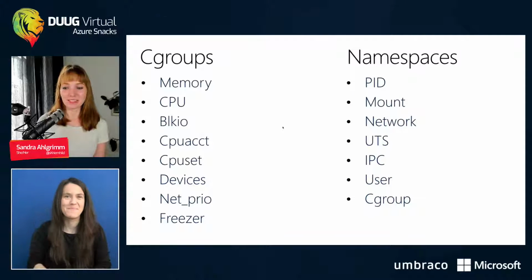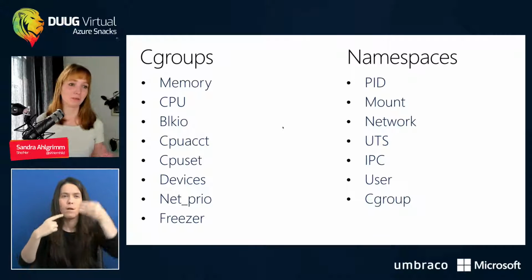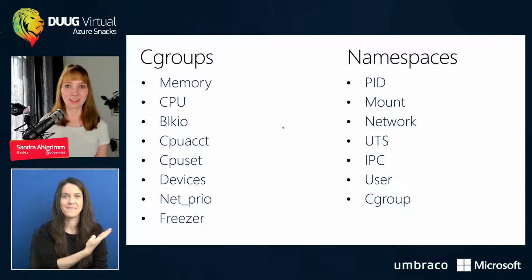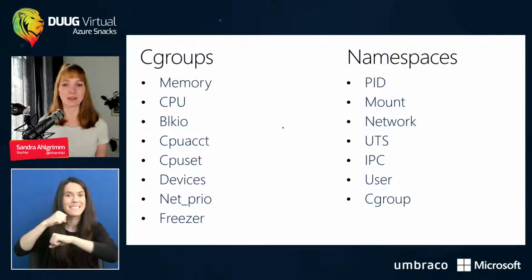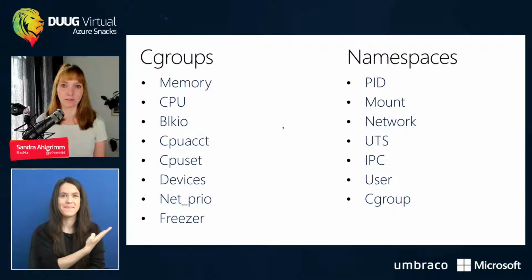So cgroups is everything a process can use. So you have memory, CPU, assets, devices, and so on. And namespaces is everything that a process can see. So you have the ID, mounted devices, or data, or the user cgroup, and everything that is in the cgroups.